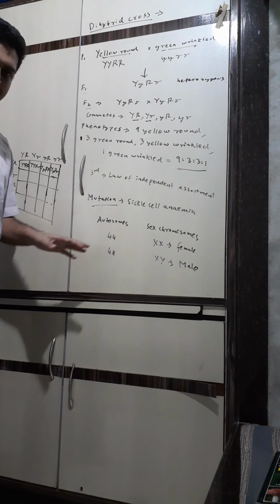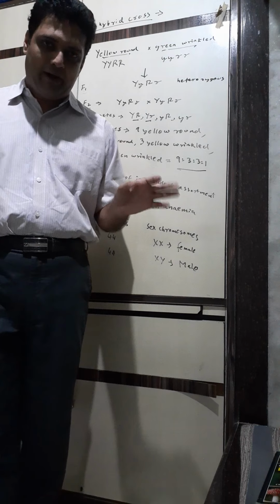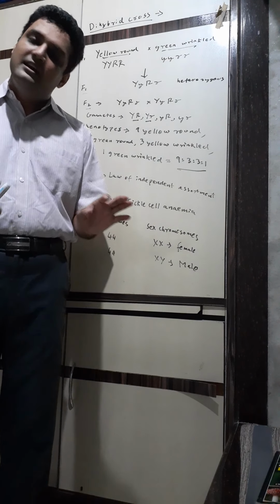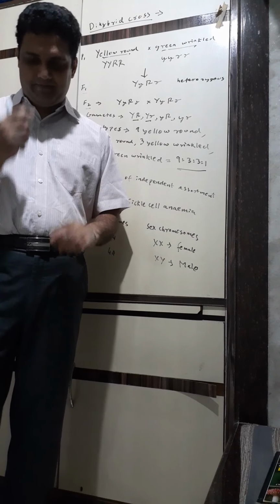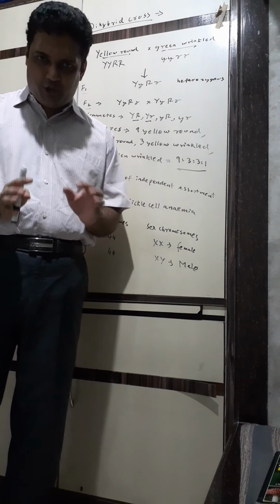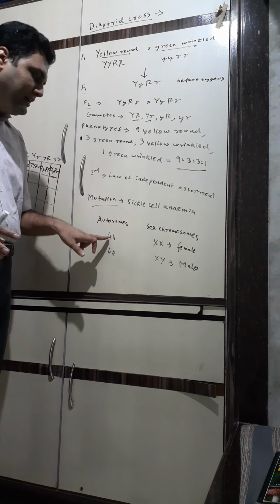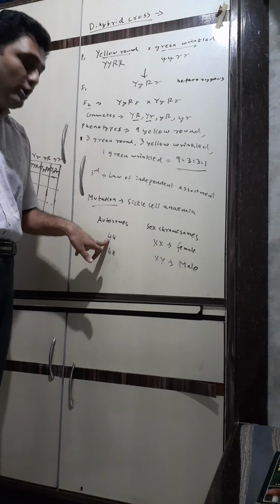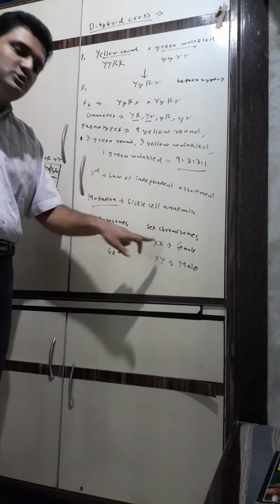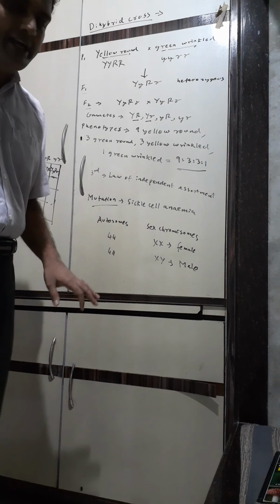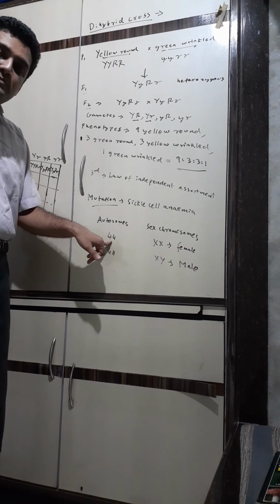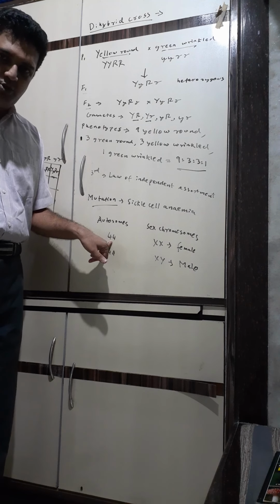Now in every cell of our body, except the gametes, there are 46 chromosomes. Remember, out of those 46 chromosomes, 44 have nothing to do with gender. They have the general body characters, so they are called autosomes. 2 chromosomes have to do with gender. They determine the gender. So out of 46 chromosomes, 44 are autosomes and 2 are sex chromosomes.